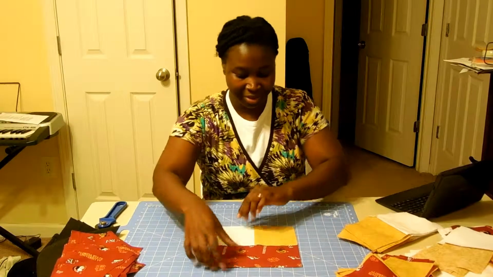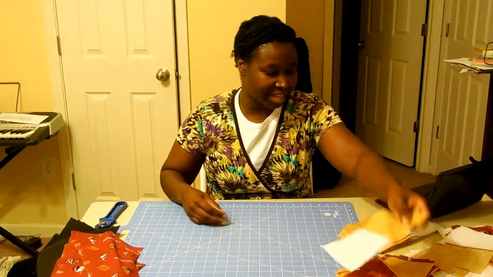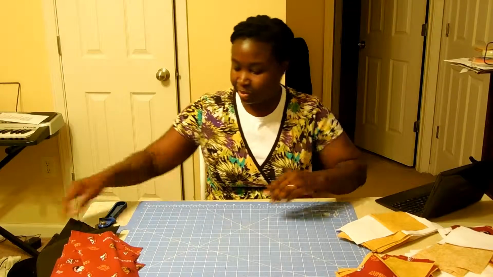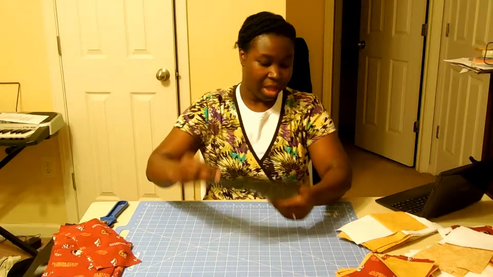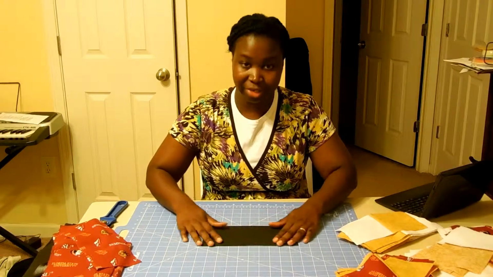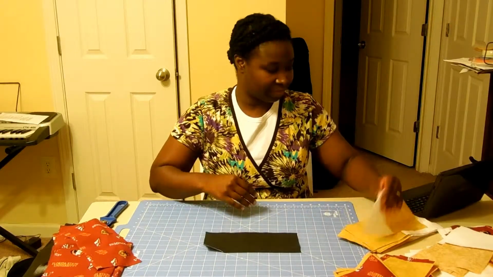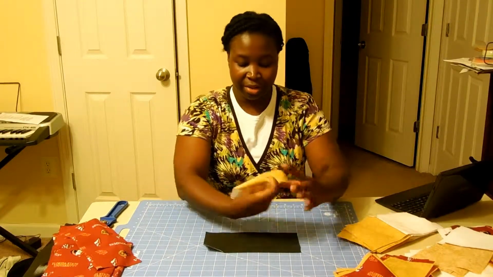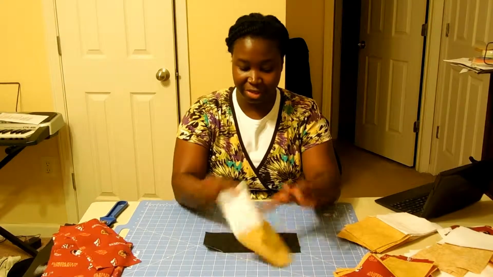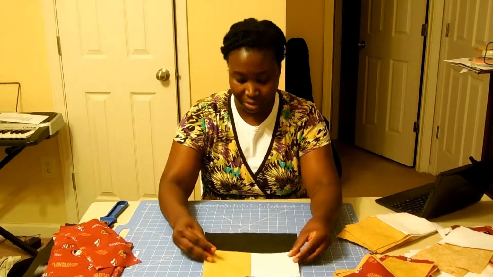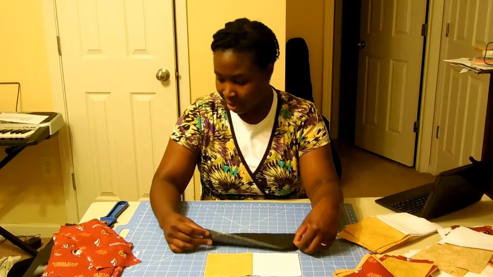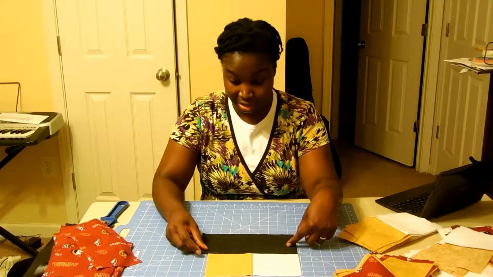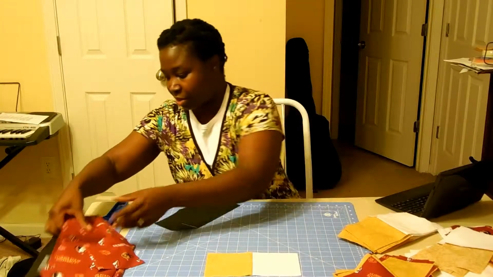Okay? So the next one is, there's black on top, and then a white and gold underneath. So here's the black, and this one, you know, the white and gold, sometimes they're this way and sometimes they're this way. So that's why I need a whole bunch of those. And that doesn't look right. I might have to recut that one because it doesn't match the measurements. Let me try another one.